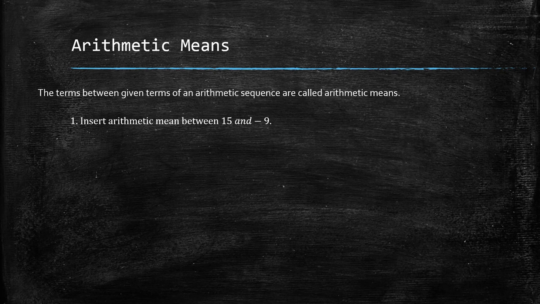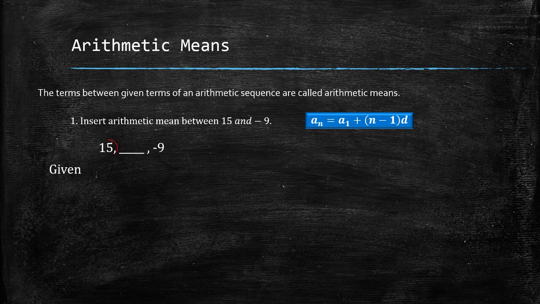Let's say for example, insert an arithmetic mean between 15 and negative 9. Meaning, you will insert numbers in the middle of your arithmetic sequence of 15 and negative 9. In this case, we will insert only one number, between 15 and negative 9. So how do we solve this? We all know that we need this formula: a sub n is equal to a sub 1 plus n minus 1 times d. Don't forget this formula.